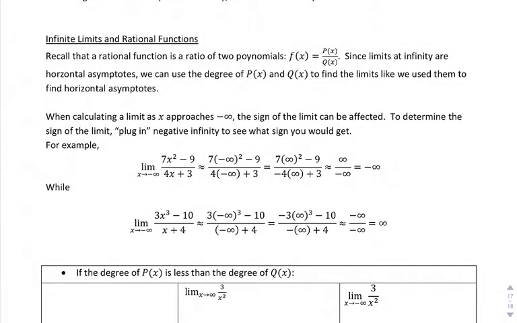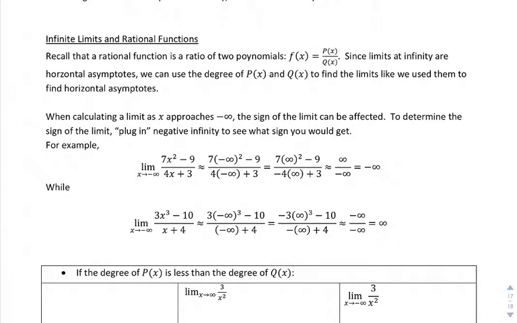Next thing we're going to talk about is infinite limits and rational functions. So recall that a rational function is just a ratio of two polynomials. So f of x equals p of x, which is the numerator, divided by q of x, which is the denominator. Since limits at infinity are horizontal asymptotes, we can use the degrees of p of x and q of x to find the limits, like we used to find horizontal asymptotes.